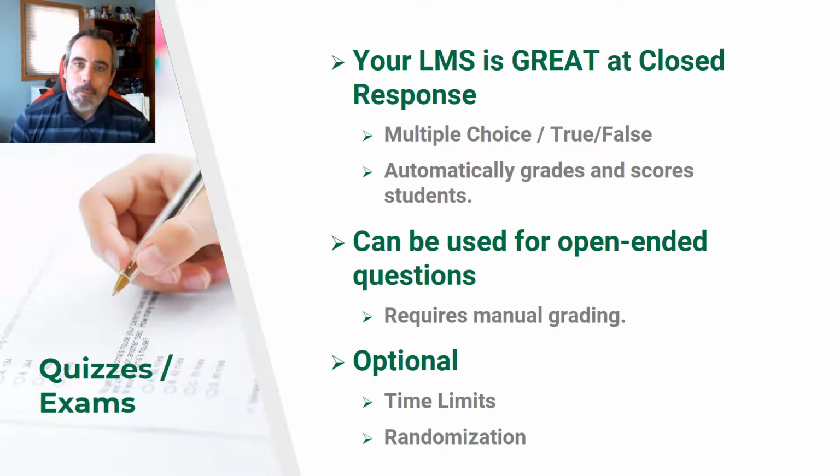Quizzes and exams. LMSs are great at closed response. They're a great replacement for Scantron. It automatically grades and scores students. They can be used for open-ended questions as well. Typically, those require you to manually grade them, but they're still a great choice for being able to do this. And it allows you, in both cases, or in most LMSs, it allows you to create question banks, to use time limits, to vary and give people additional time if required, as well as randomize questions if that's the way you choose, perhaps even randomizing the letter choices between the questions. All of those things can be done.